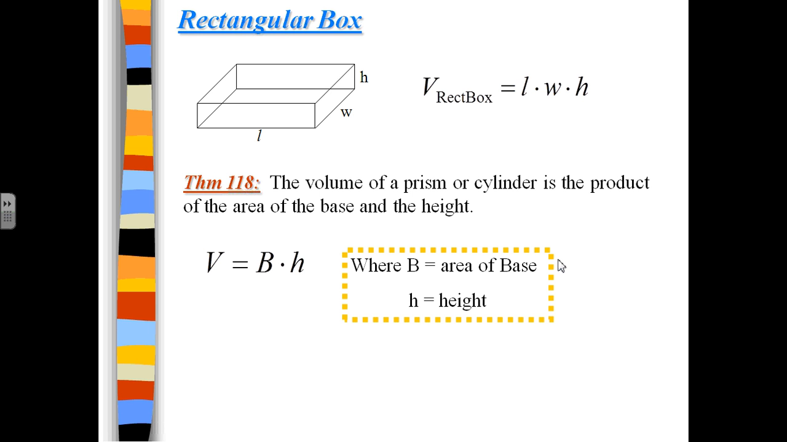Okay, so in summary, every single prism, every single cylinder, what you're going to do is figure out the area of your base and multiply it by the height, or lateral edge if it's on its side. And then don't forget that the units are now cubed because we're talking about volume instead of area. That will be a hard one to remember. So let's look at an example.